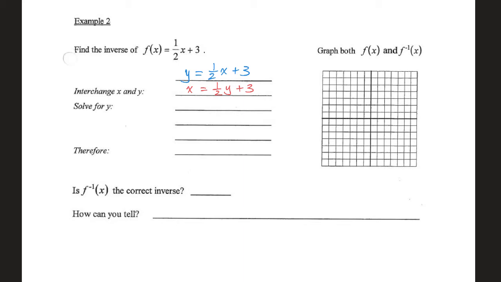And everything else we're going to do is about solving for y. So everything else is about getting the y all by itself. Now, in order to do that, I need to get my y term all by itself. So let's get rid of that plus 3.